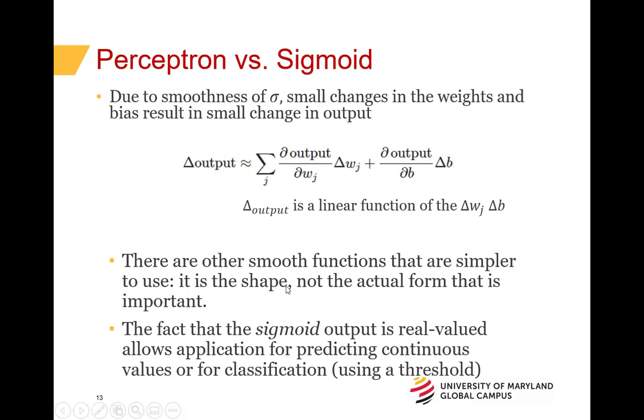And as I said, there are other smooth functions that are simpler to use. Again, it is not the actual form, it's the shape that is more important. Another byproduct of a sigmoid function being smooth, that it doesn't jump from one output to another, is that you can actually apply it for predicting continuous values. You can use it for classification, obviously, because you can still apply that logic of if the output is less than some value, but you can also use the sigmoid function for predicting continuous values.